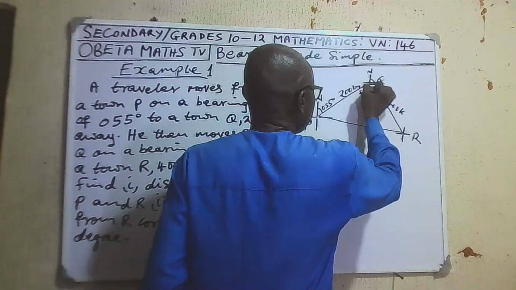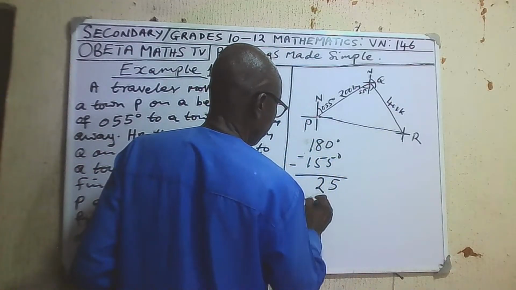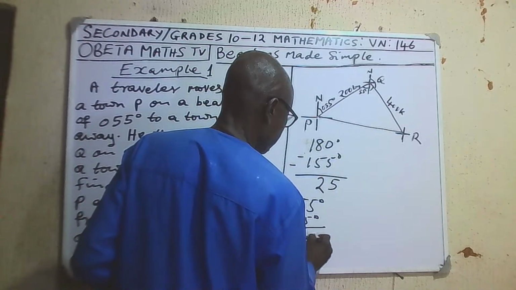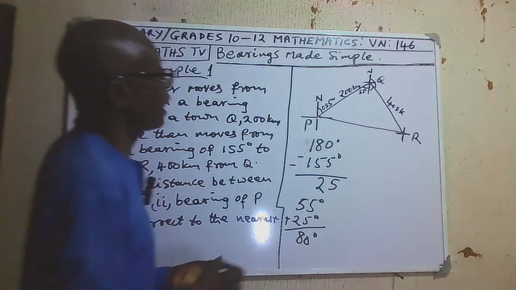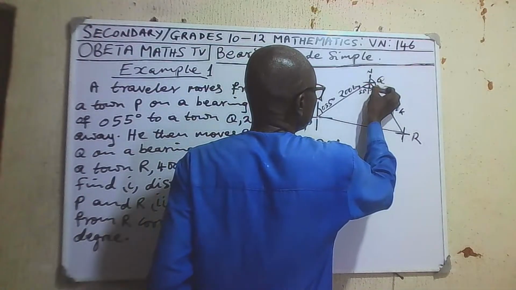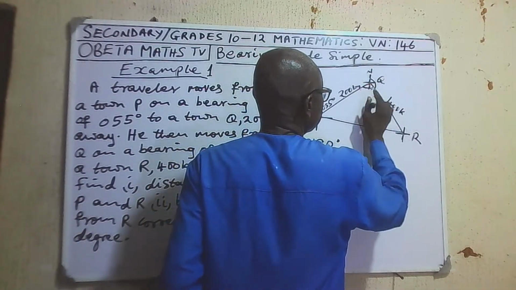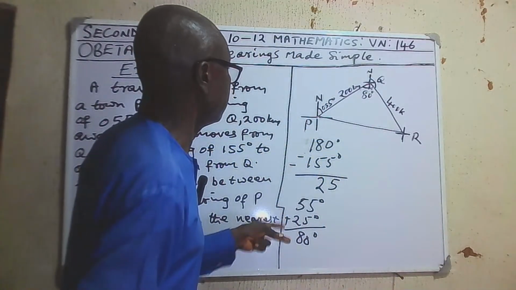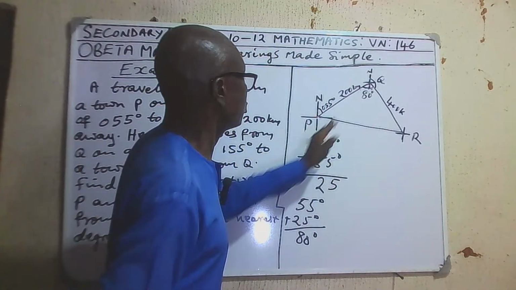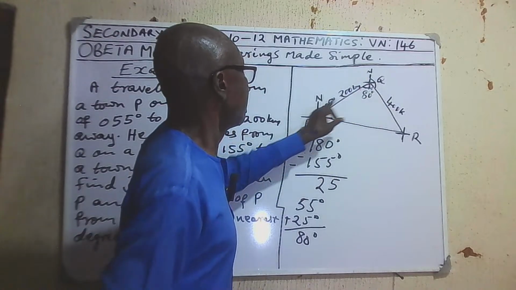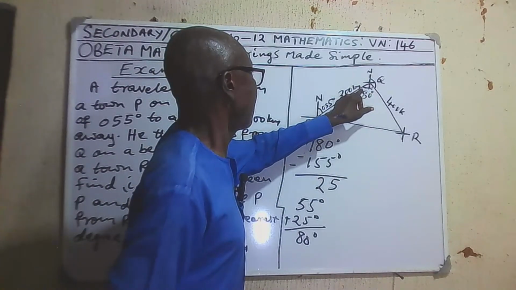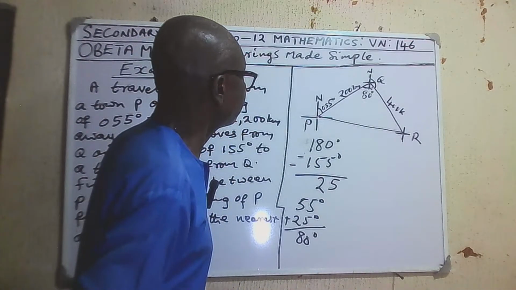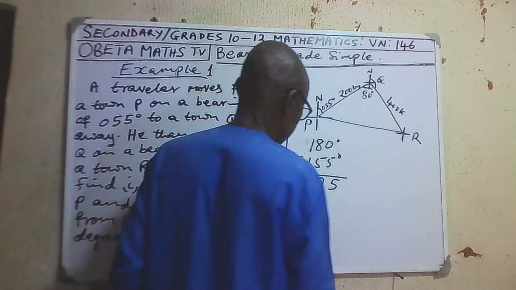Now you have to add 25 to 55. 55 degrees plus 25 degrees will give us 80 degrees. So it means that the whole of this angle is 80 degrees. I've shown you the reason and how I got that 80. You subtract 155 from 180 to get part of it, and then 55 here is alternate to this. So you add 25 plus 55, and that gave us 80 degrees.